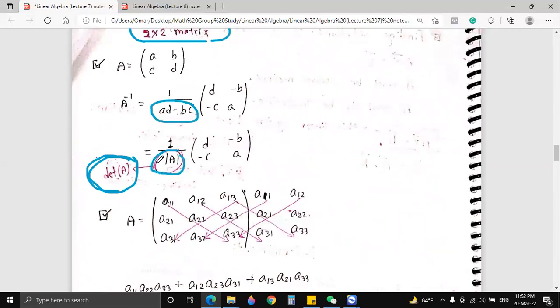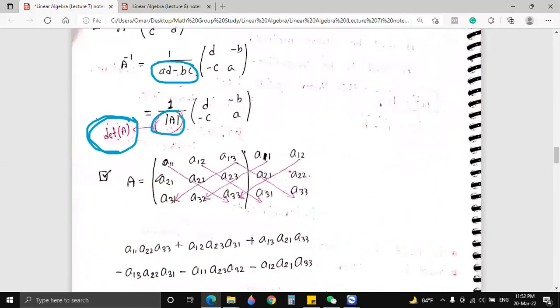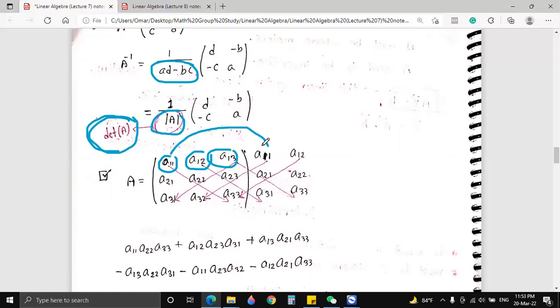And if it is not a 2 by 2 matrix, or if it is more than 2 by 2, then we have to write it this way, like A11, A12, A13, and then again A11, and then again A12. And all the entries below here will be the same here.